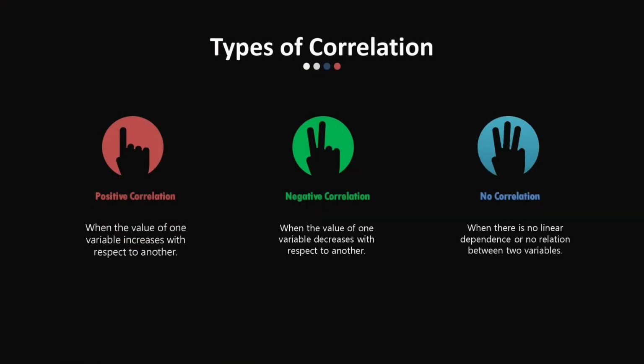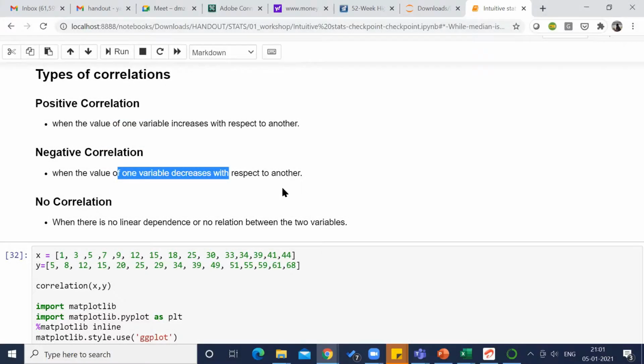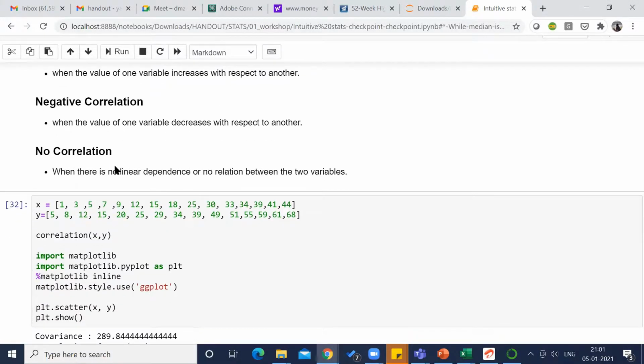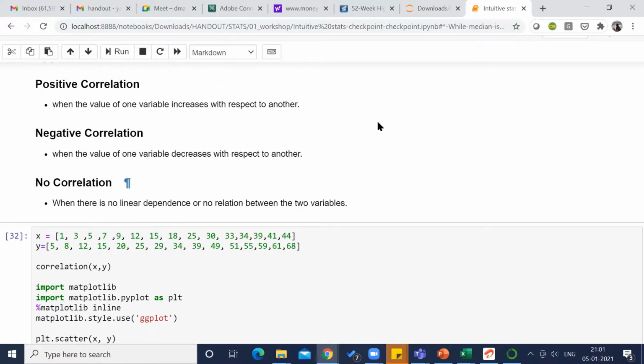Let's quickly look at this. So positive correlation is when the value of one variable increases with respect to the other. Negative is when one decreases with respect to another. No correlation is also there when there is no linear dependence or relation between the two variables. Right? Correlation is dependence between the two variables.